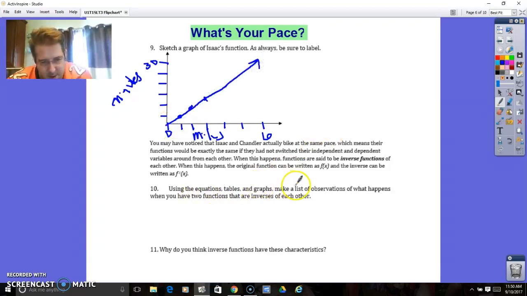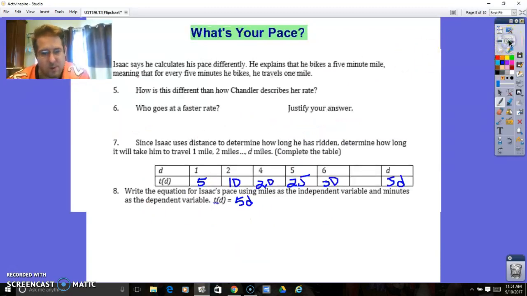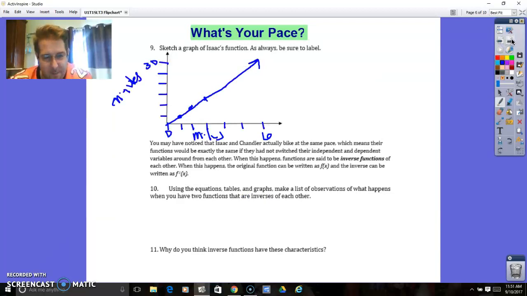Using the equations, tables, and graphs, make a list of observations of what happens when you have two functions that are the inverse of each other. So we had two graphs. Now, was it the exact same graph? No, it was not. They were both linear, so we do notice that they're both going to be the exact same type of function. They're going to be the inverse of each other. So if you have your y equals x going straight across, you know that they're going to be an equal distance going across. That's another observation. There's lots of observations you can make about these.